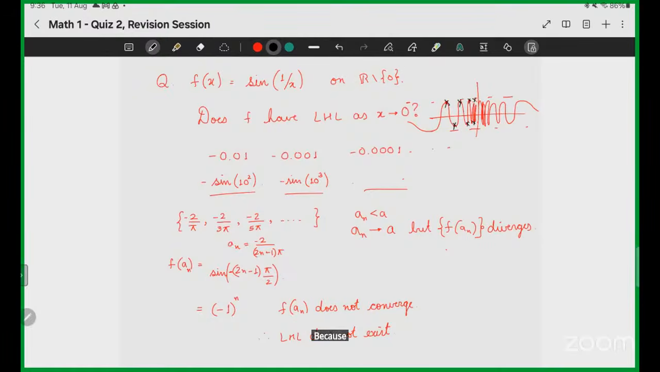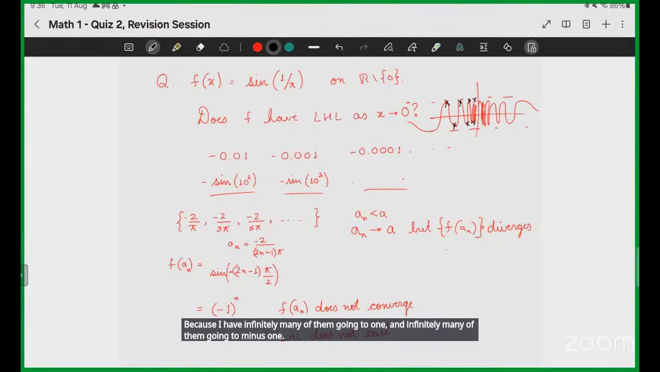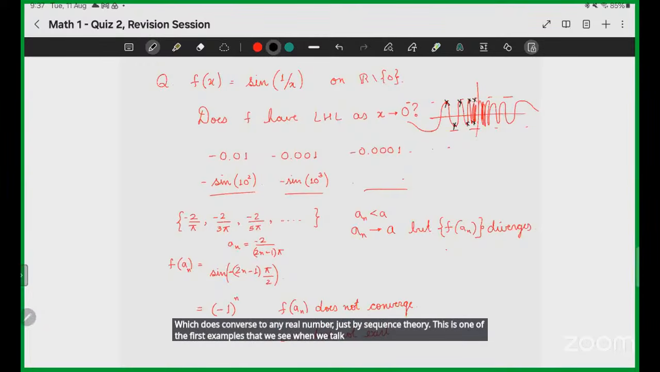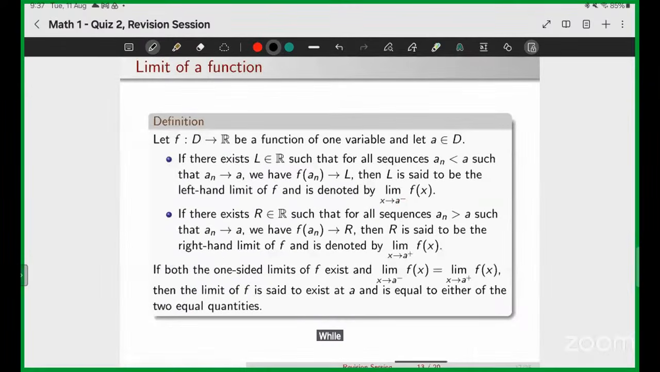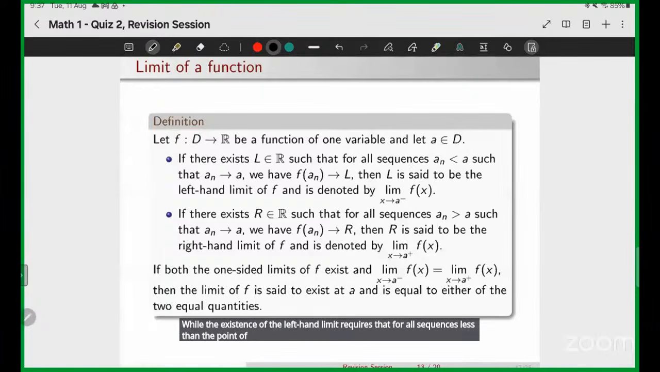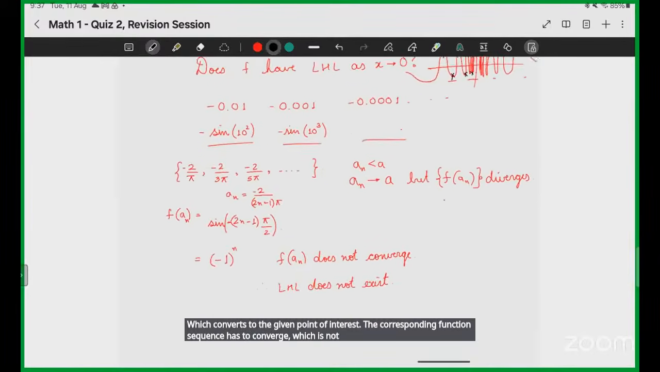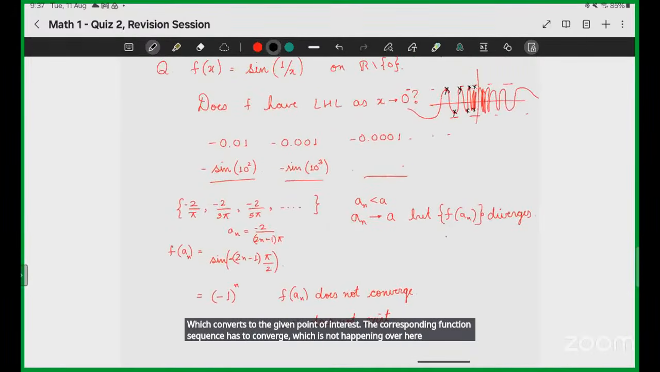Because I have infinitely many of them going to 1 and infinitely many of them going to -1, I can construct this sequence, which does not converge to any real number just by sequence theory. This is one of the first examples that we see when we talk about sequences which do not converge. While the existence of the left-hand limit requires that for all sequences less than the point of interest which converge to the given point of interest, the corresponding function sequence has to converge, which is not happening over here.